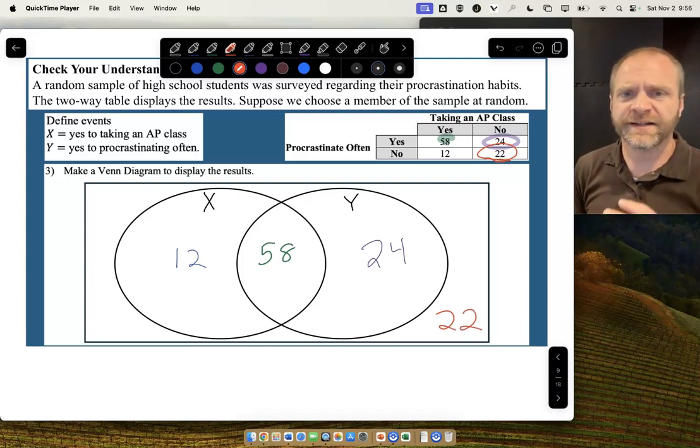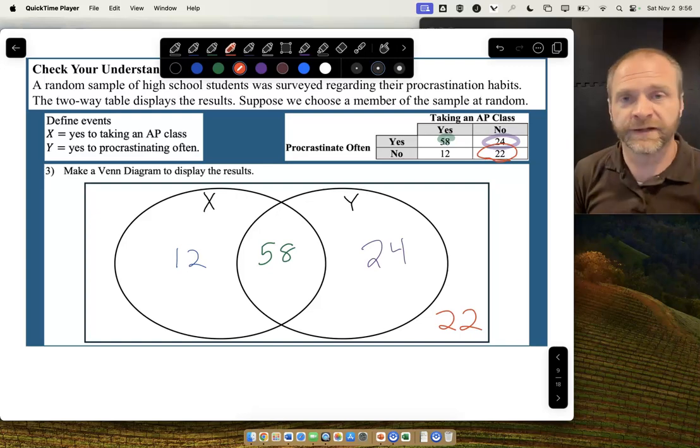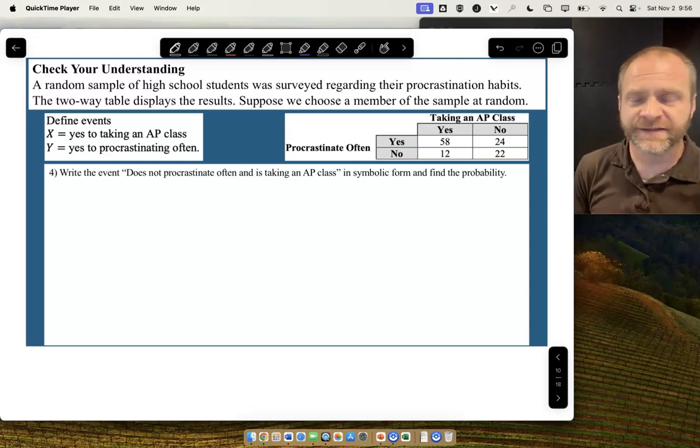So hopefully you can see more practice with converting from a two-way table into a Venn diagram. Focus on the intersection first and then fill in the gaps. And notice it's the cells, not the totals, that go from the two-way table into the Venn diagram. Now, the last one with this prompt is to write the probability in symbolic form of a student who does not procrastinate often and is taking an AP class.